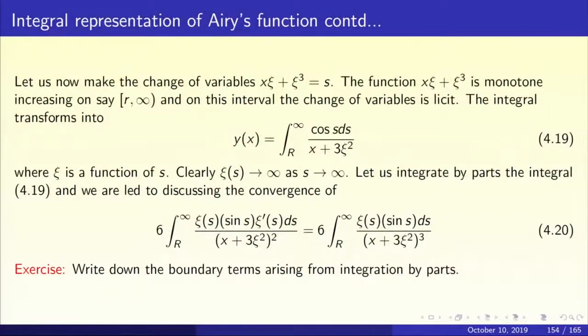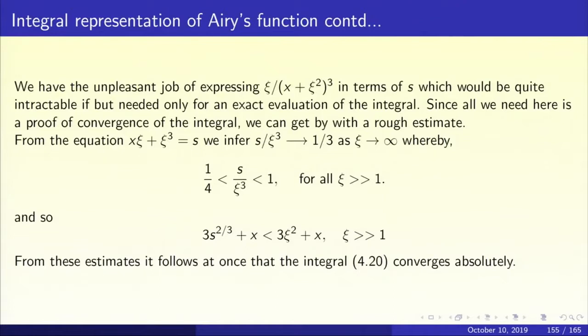Now that looks much better because let us see how chi behaves as a function of s. You see, we have the unpleasant job of expressing chi upon (x plus chi squared) the whole cube in terms of s. Now this is going to be a really unpleasant job, and we would have to do this if we want the exact value of the integral, but we don't want the exact value of the integral. All that we are investigating right now is whether or not the integral converges, and for that purpose we have no problem.